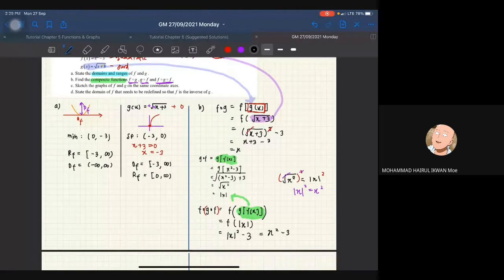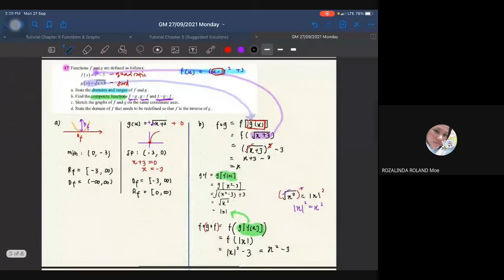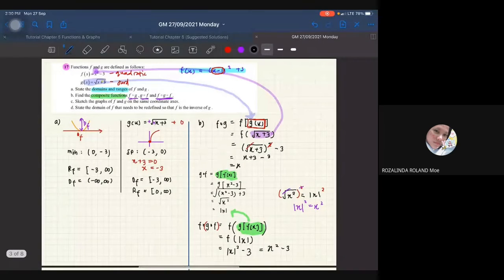Ada soalan tak? Semua okey ke? Is everyone okay? Okay, Miss. Semua boleh faham explanation saya? Boleh. Okay good. Okay, so kalau tak faham, tolong tanya terus, okay. Alright, so let's move on. So this is the second part, part B.